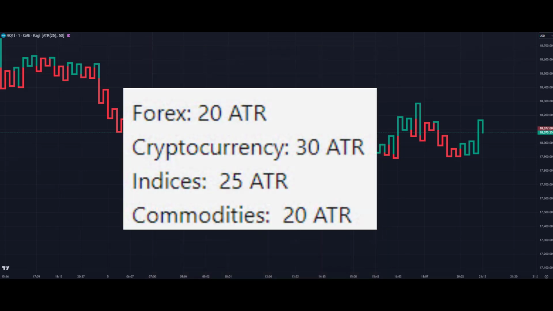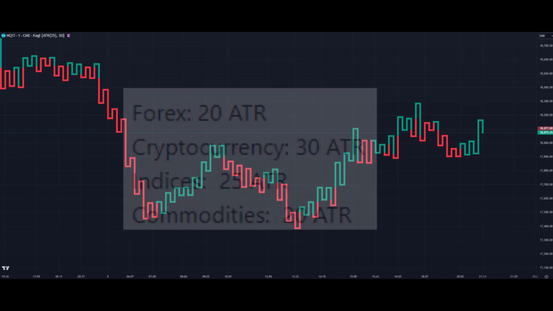And a bit about the general box size, reversal size methodology I've used here. So for Forex instruments, I'm using a 20 ATR. Commodities also using a 20 ATR. Indices 25 ATR, and cryptocurrencies a 30 ATR.